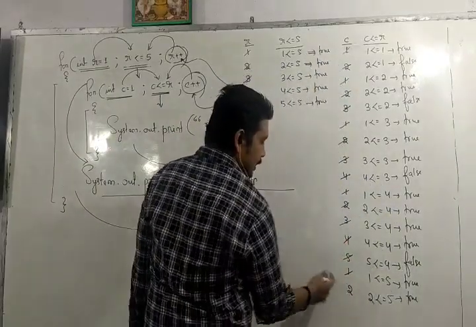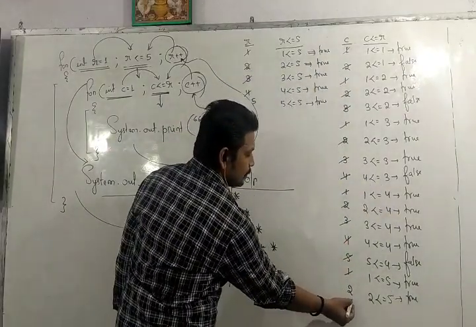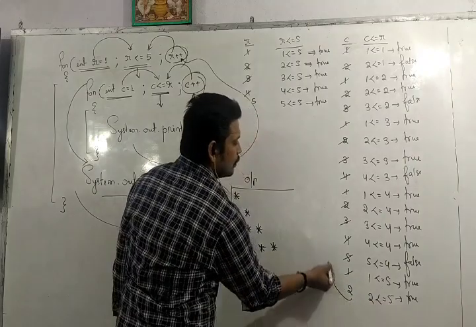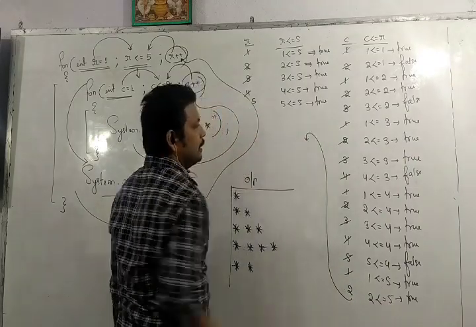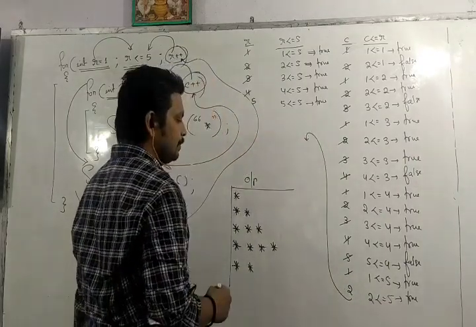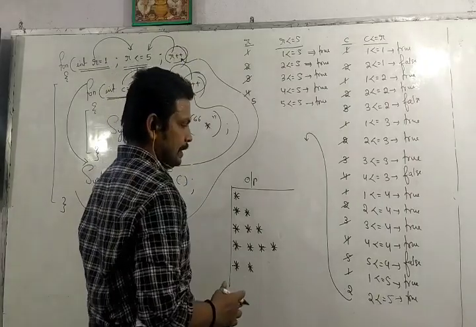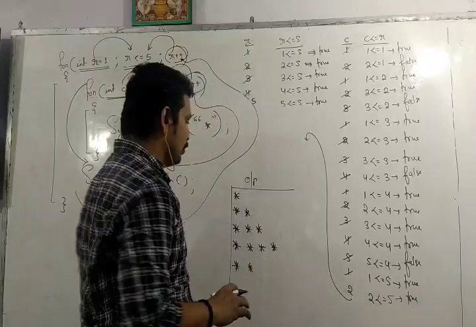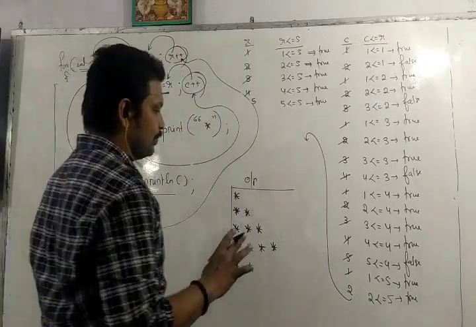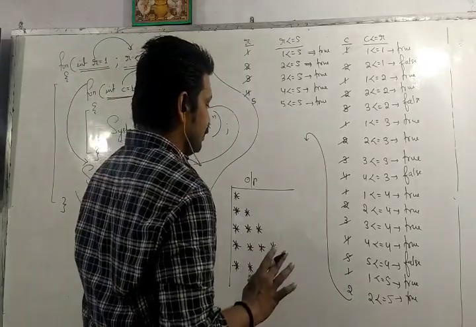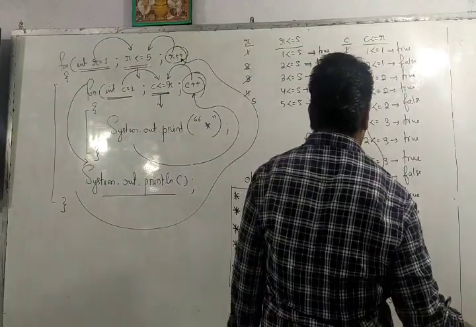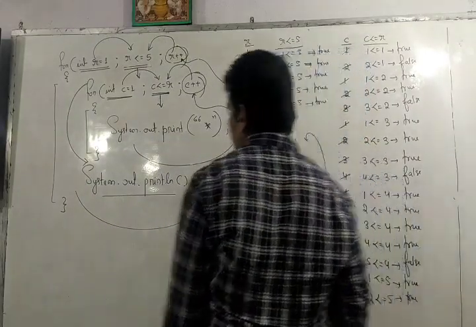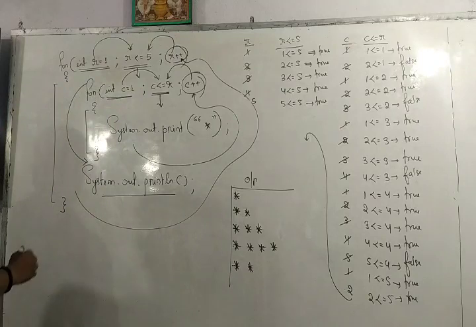Okay, let me write it here. There is no space now. So C value is 2. C value is 2. 2 less than equal to 5. Where to write? Okay, let me write it here.